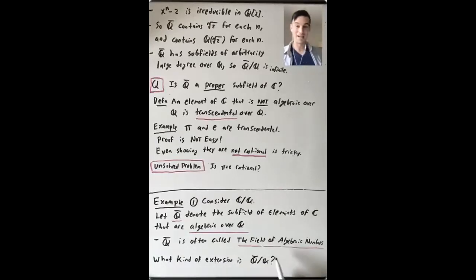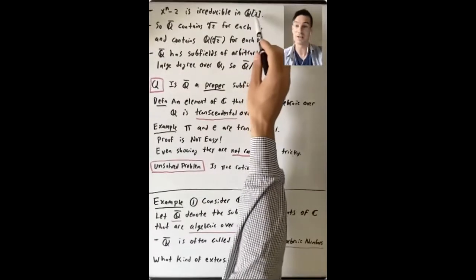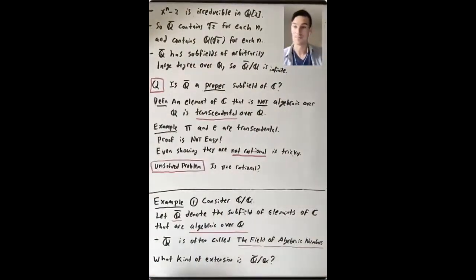We want to study this extension, the field of algebraic numbers, as an extension of Q. So the first thing that I want to do is say something about the degree of this extension. What are some elements that we know are elements of C that are algebraic over Q? Well, those are complex numbers that are roots of monic irreducible polynomials with coefficients in Q. So what's an example? x to the n minus 2 is irreducible in Q[x] for each n. That means that this field of algebraic numbers contains the nth root of 2 for each n.